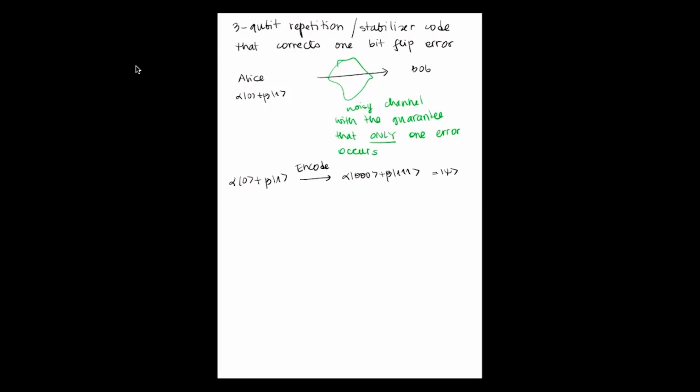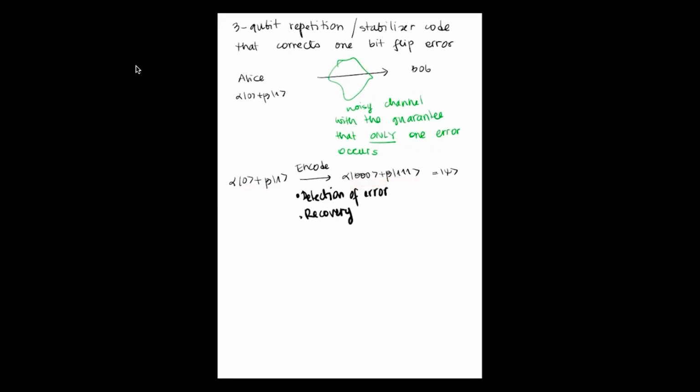So let's first do encoding. The second step would be detection of error. We will see what that is. And the final step would be recovery. We will see all of them. So encoding: this is a 3-qubit code. So I'm encoding 1 qubit into a Hilbert space of 3 qubits. So this is a Hilbert space of dimension 8, 2 to the 3. And we will encode alpha 0 plus beta 1 as alpha 0, 0, 0 plus beta 1, 1, 1.